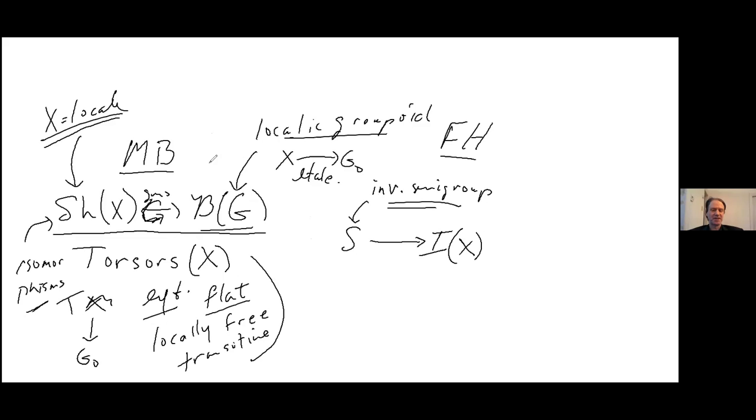Yeah, for instance, this localic groupoid could be a discrete group, for instance. And then in that case, a torsor in that case is just the usual thing that you think of. A torsor on a discrete group is a locally free, transitive, non-trivial action.